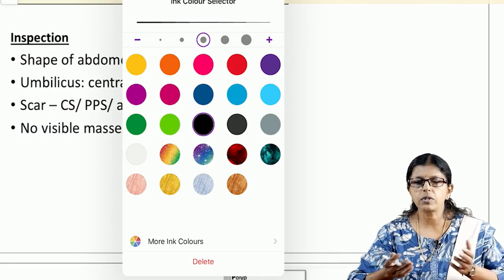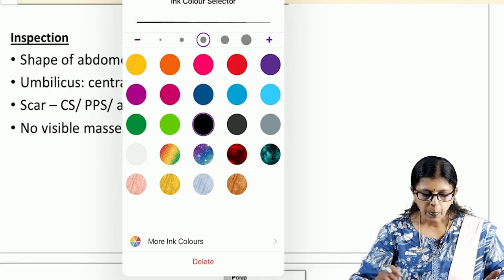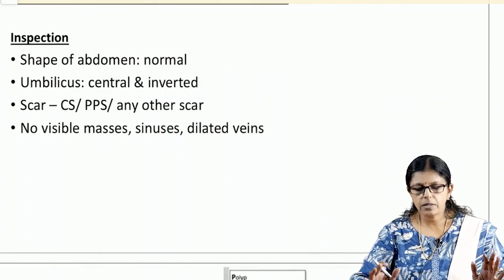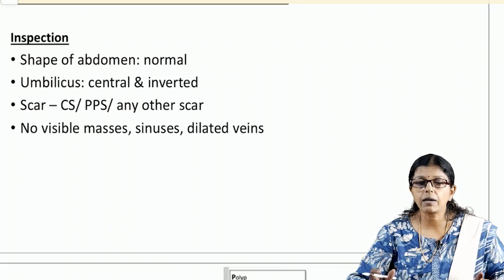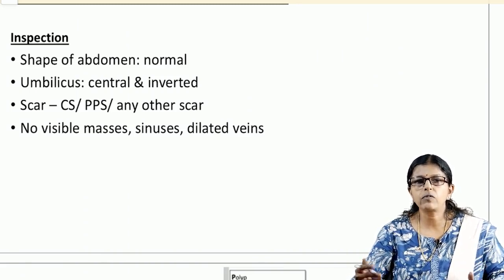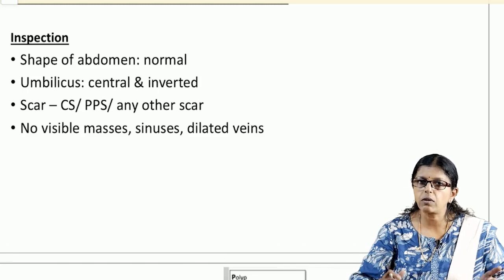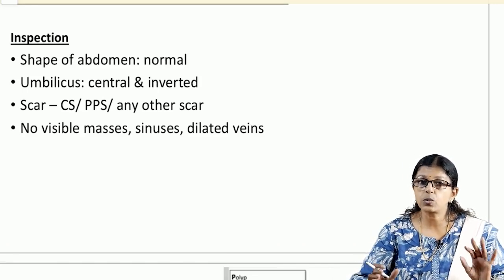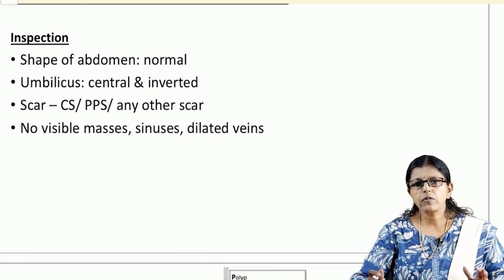So, sometimes it is detected on examination. You look at the shape of the abdomen, is it normal? You look at the umbilicus, is it fine? Is there any scar? Suppose she has undergone a cesarean section, you will find the scar. You have to look for a postpartum sterilization scar as well. Many women with full-term normal deliveries would have undergone a PPS, so that scar will be there. Very often we find dense adhesions at this PPS scar also. So, we have to be prepared.